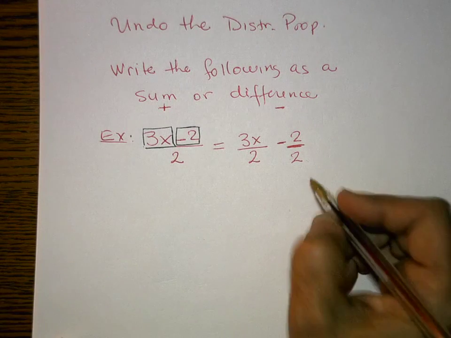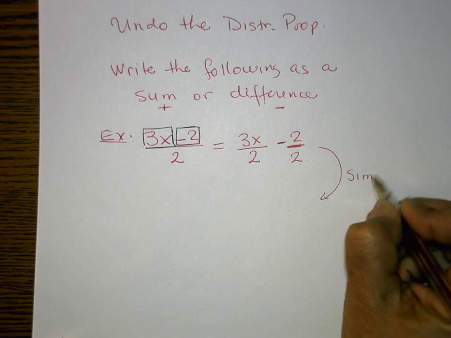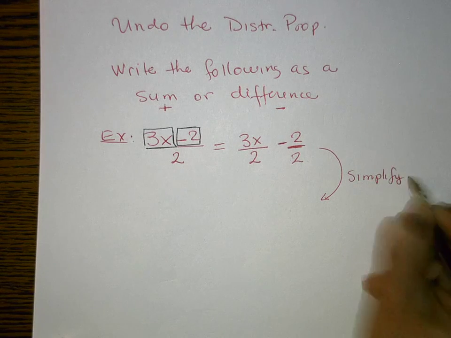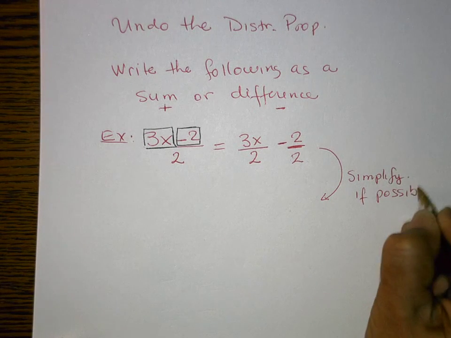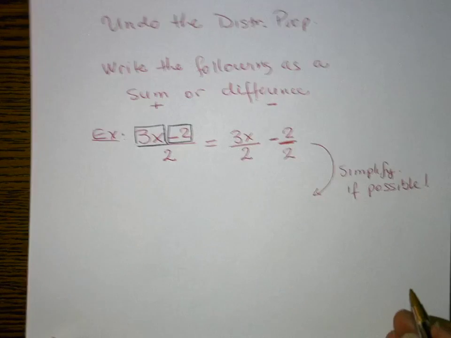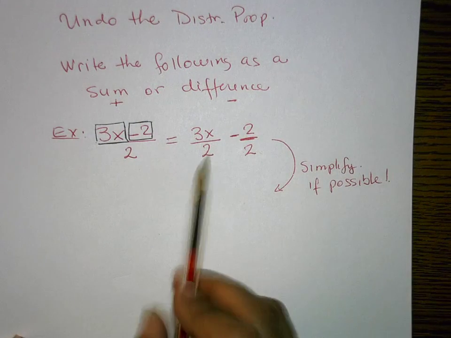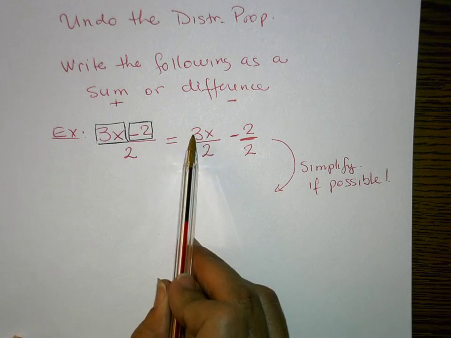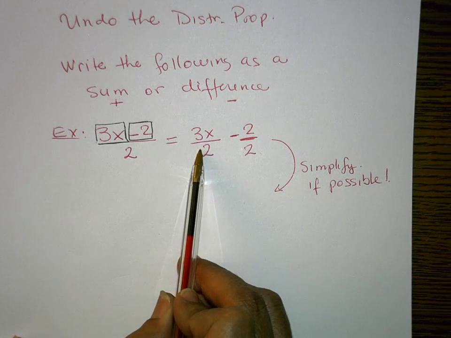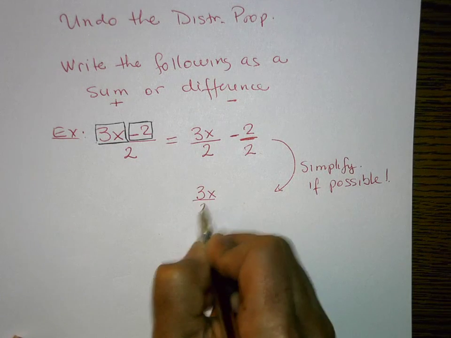Okay, now my next step from here to here, I just need to simplify if possible. If possible. Sometimes it's not. Okay? So if possible, I will try to simplify it. Let me see. A 3 divided by a 2, they're both already reduced. I cannot simplify this fraction. So I'm still going to leave it as 3x divided by 2.